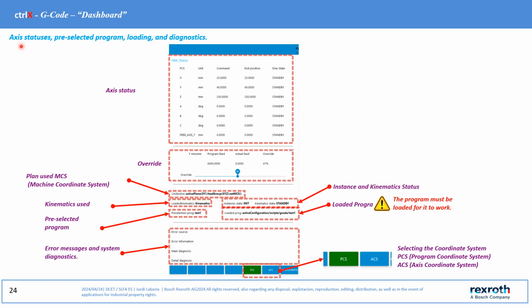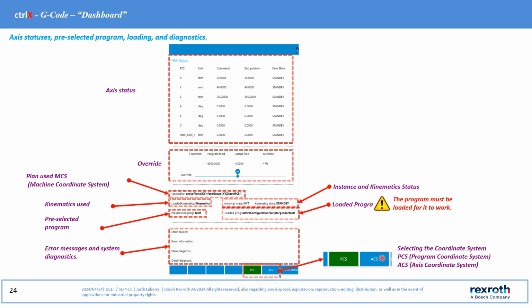In the next part, we can visualize the status of the axis, the preselected program, the loaded program, and the system diagnostics. Conditions of the axis: override selection, drawing used by the system, kinematics used, preselected program, instance and kinematic state, program loaded. The program will need to be loaded for it to work. The last screen shows us the error messages and system diagnostics.